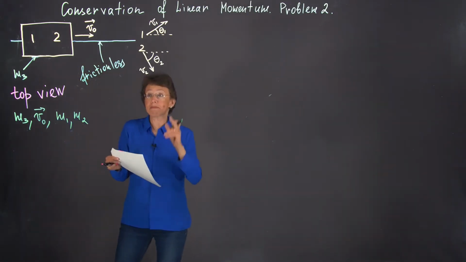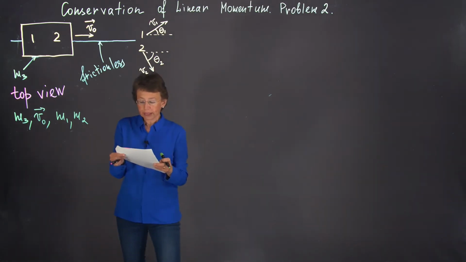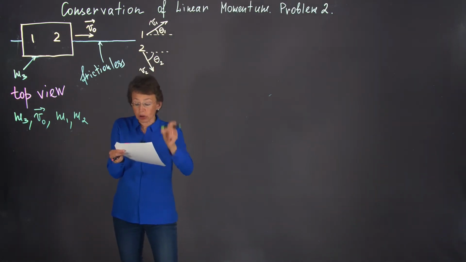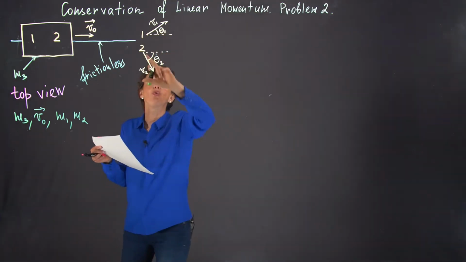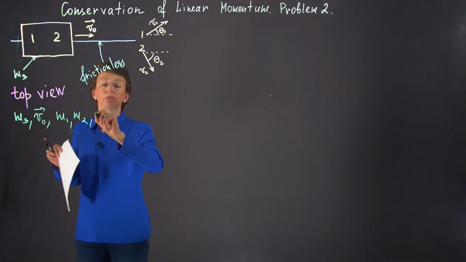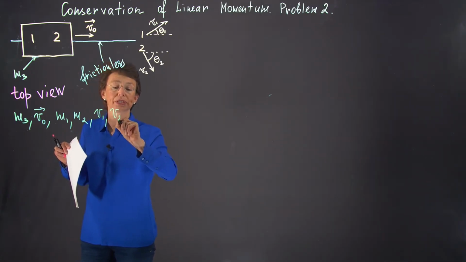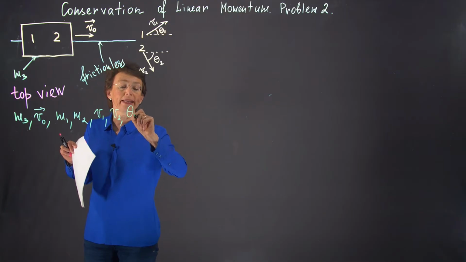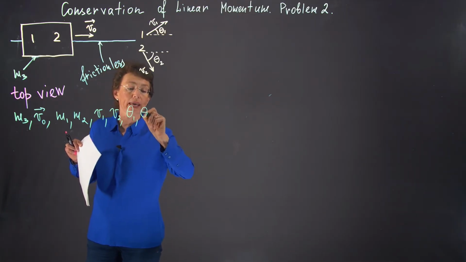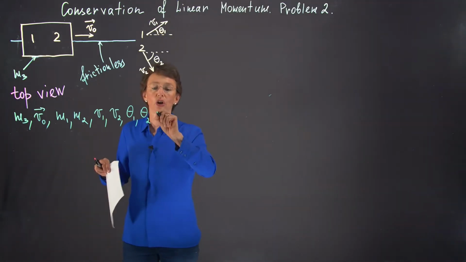Now, they both decide to jump off the sled. And their horizontal velocities are known and shown on this picture. So what else do we know? We know the magnitude of velocity v1, we know the magnitude of velocity v2, we know angle theta 1, and we know angle theta 2. So all these quantities are known.